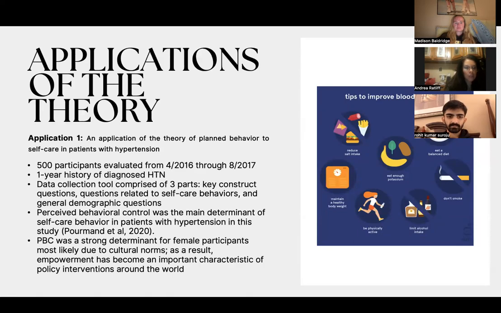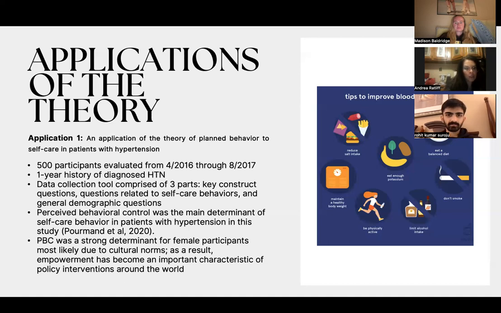Data collection was based on general demographic questions, self-care behavior questions, and of course the construct questions involving attitude towards the behavior, subjective norms, and perceived behavioral control, all leading to behavioral intentions. Researchers involved in this study determined that the perceived behavioral control was the key determinant of self-care behaviors.